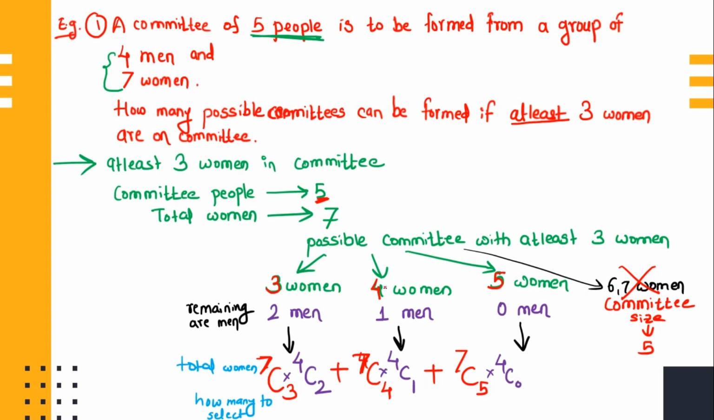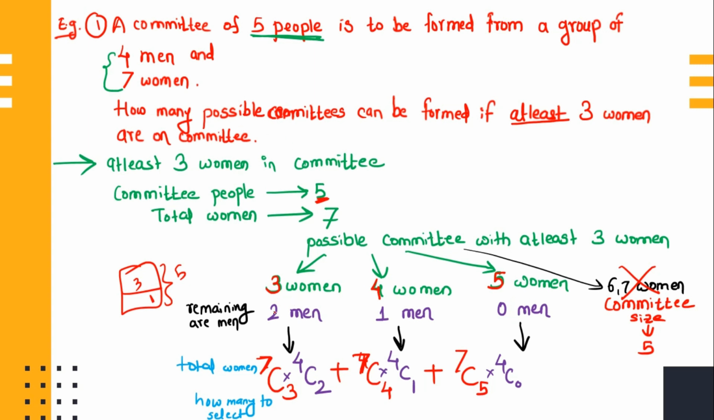As we have selected women for the different possibilities, the remaining portion has to be filled. The committee size is 5 members, so when 3 women are filled, 2 must be selected from the other category, that is men. So we select 2 men. For the next possibility we select the remaining 1 man, and for the last possibility we select 0 men.